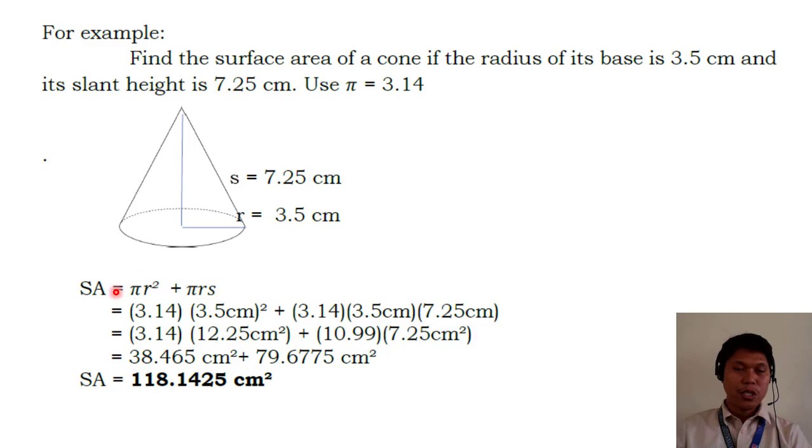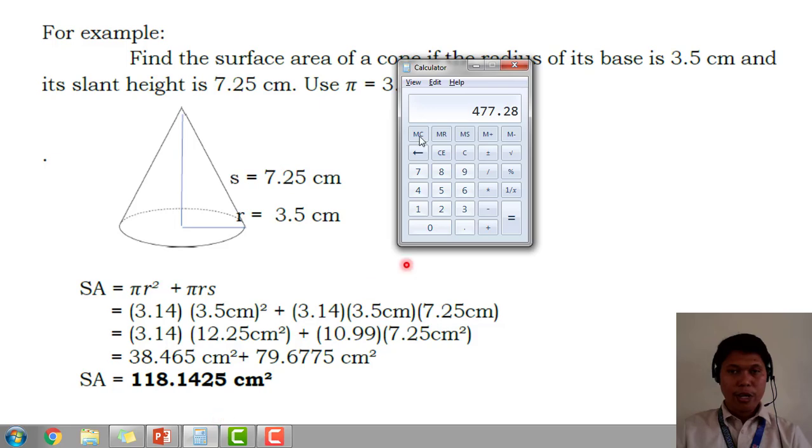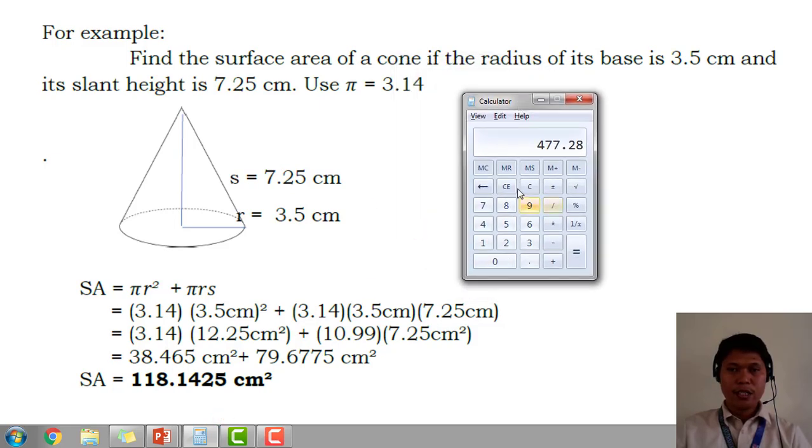Then we are going to solve. So pi r squared plus pi rs. So 3.14, and then the radius is 3.5. So 3.5 times 3.5. Okay, we are going to check if it is correct. 3.5 times 3.5 is equal to 12.25. This is correct. Times 3.14 is equal to 38.465. So the author did not round it off, so it is 38.465.